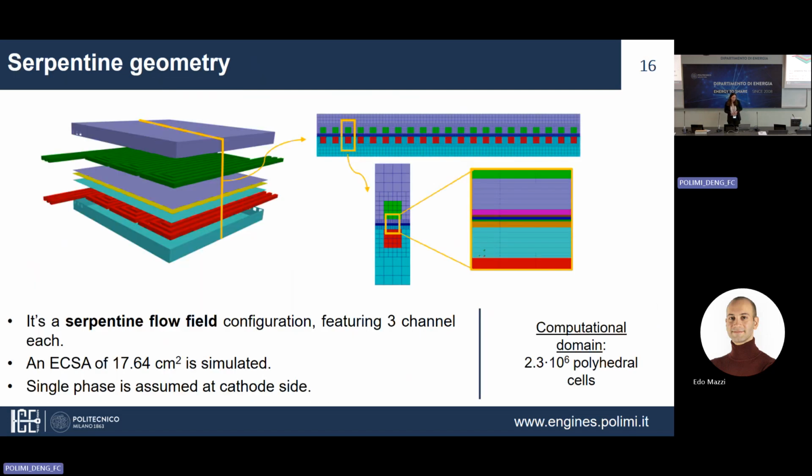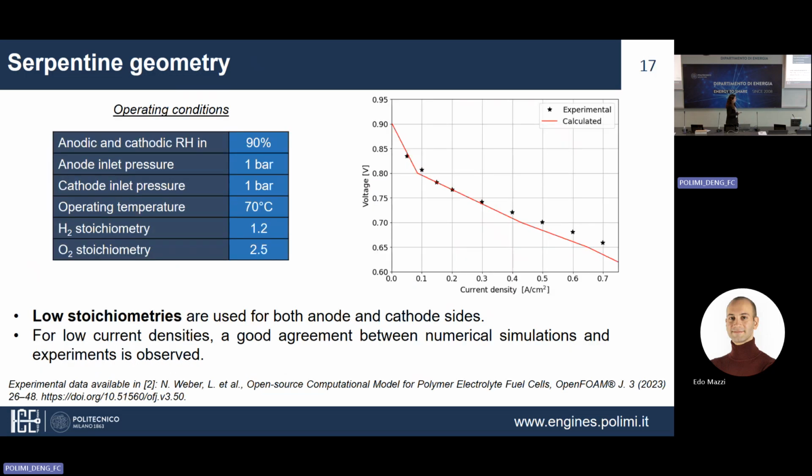Then, with the same methodology, we tested a more complicated geometry, so no more a parallel flow channel configuration, but a serpentine flow field. This type of geometry consists of 3 channels with serpentine flow geometry, as I said before. We needed a larger computational domain, so more than 2 million cells. And since the analysis was carried out considering only low current density, for this case we assumed a single phase at the cathode side. So the condensation of water has not been modeled in this case that I will show you.